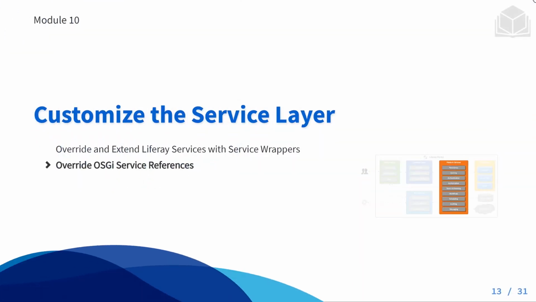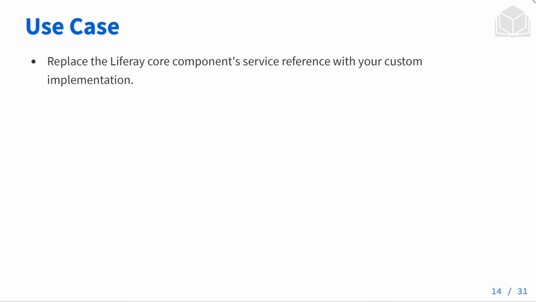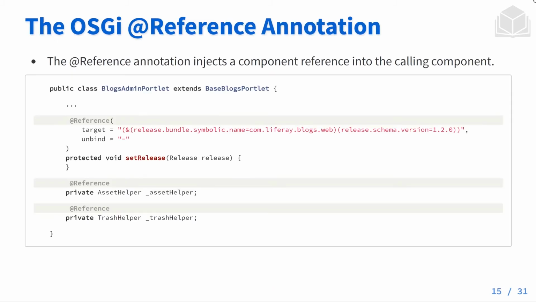Moving on, we're going to start looking at customizing the service layer via overriding OSGi service references. One use case for this might be something like replacing the Liferay core component service reference with your custom implementation. Here, what we're seeing is the OSGi @Reference annotation, and what it does is inject a component reference into the calling component. In this little snippet of code, we have these @Reference annotations, and it's basically bringing in other classes that we reference.